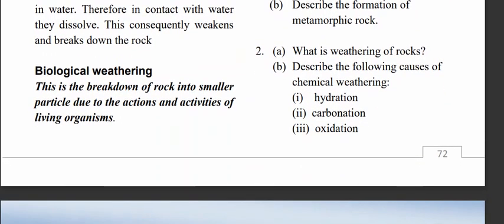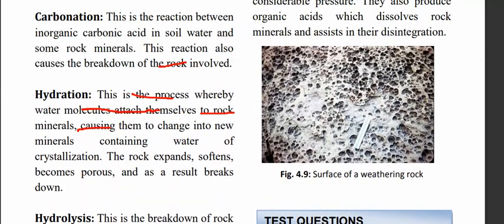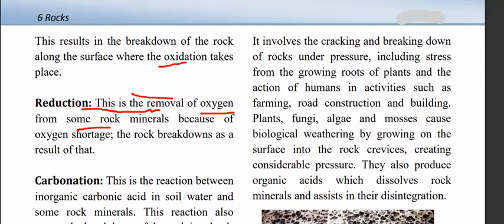We are now moving on to biological weathering. This is a breakdown of rocks into smaller particles due to the action and activities of living organisms. When we talk about biology, we mean anything which is alive, living organisms breaking down rocks. It involves the cracking and breaking down of rocks under pressure, including stress from growing roots of plants and actions of humans such as farming, road construction, and building.